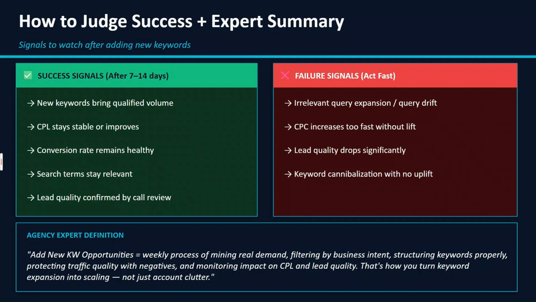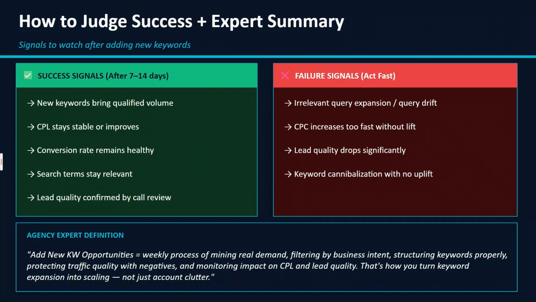Let me leave you with the best definition I know for this entire process. Keyword expansion means adding keyword opportunities from real search demand every week, filtering by business intent, structuring keywords properly, protecting traffic quality with negatives, and always monitoring the impact on your cost per lead and lead quality. So that is how you turn keyword expansion into actual business growth, not just a bigger keyword list. So remember, the best keyword opportunities are the intersection of relevance, intent, locality, urgency, and landing page speed. Find the intersection and you will scale profitably.